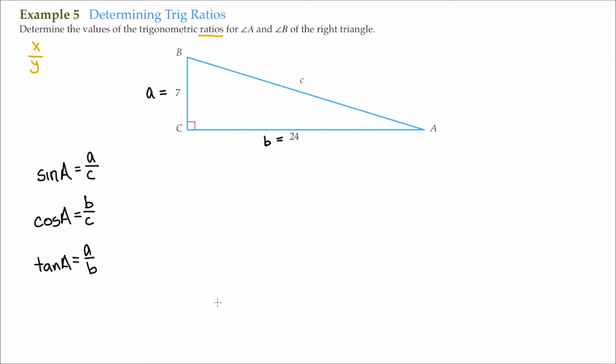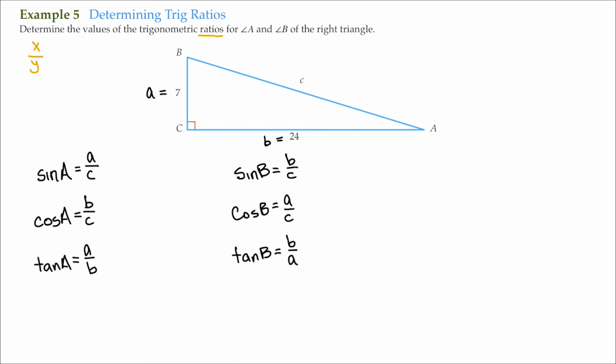Then we're going to find the trigonometric ratios for angle B. We'll do the same thing. So we have the sine of angle B. That's going to be the opposite. That's going to be B, side B, over the hypotenuse. The cosine of B, that's going to be the adjacent side. That's going to be A over the hypotenuse. And then the tangent of B, that's going to be its opposite over its adjacent side. It's going to be B over A.